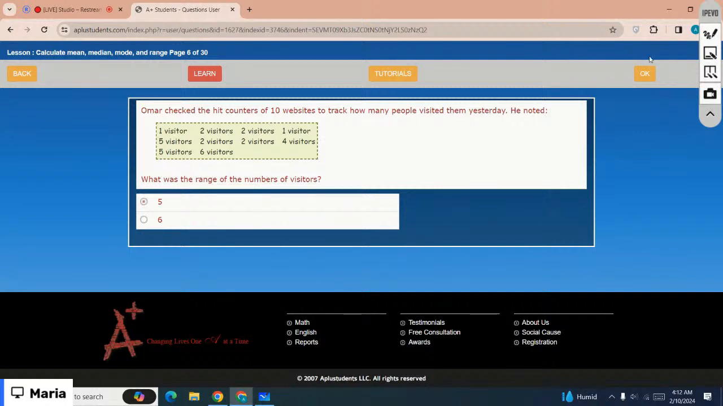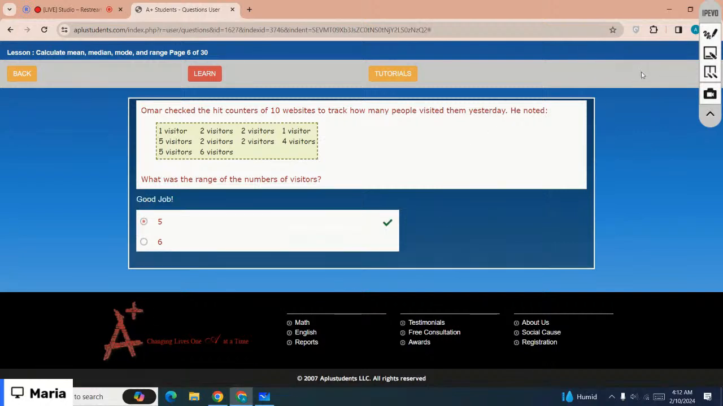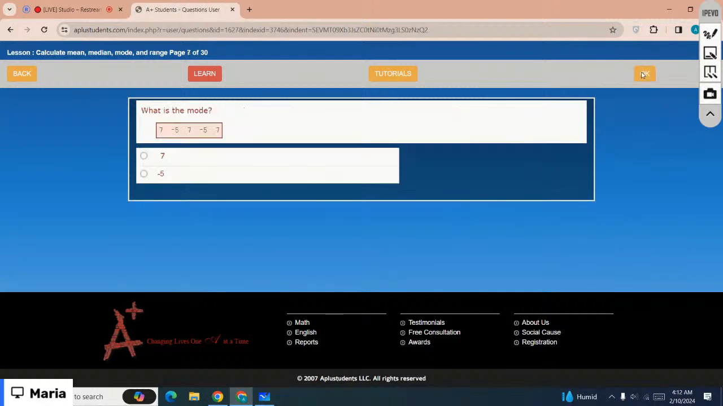So basically we have done all four things: mean, median, mode and range. I'm just going to do a quick review of all these four concepts. So just listen to me carefully. Let's start with the mode. Mode is the number that appears the most in the given data.